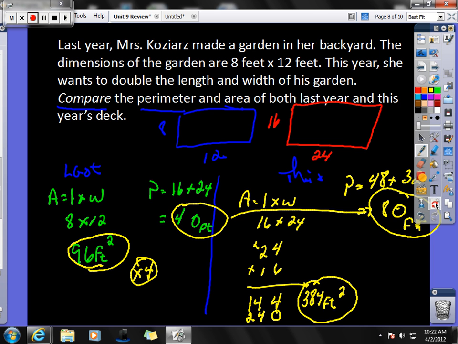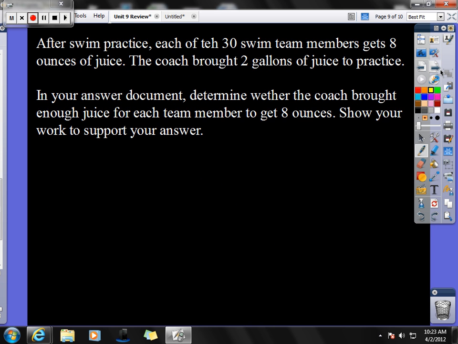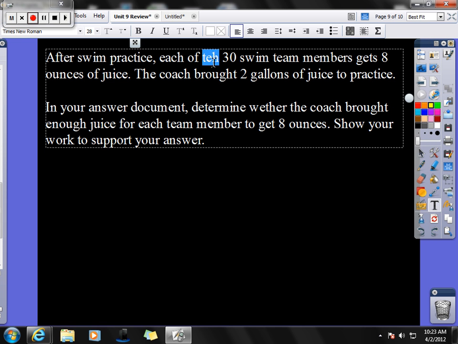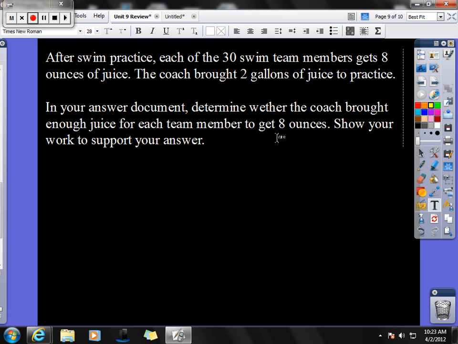Let's continue. Last one. After swim practice, each of the, that should be fixed, so let's just fix that right now. T-H-E, there we go. Of the swim team members gets 8 ounces of juice. The coach brought 2 gallons of juice to practice. In your answer document, determine whether the coach brought enough juice for each team member.